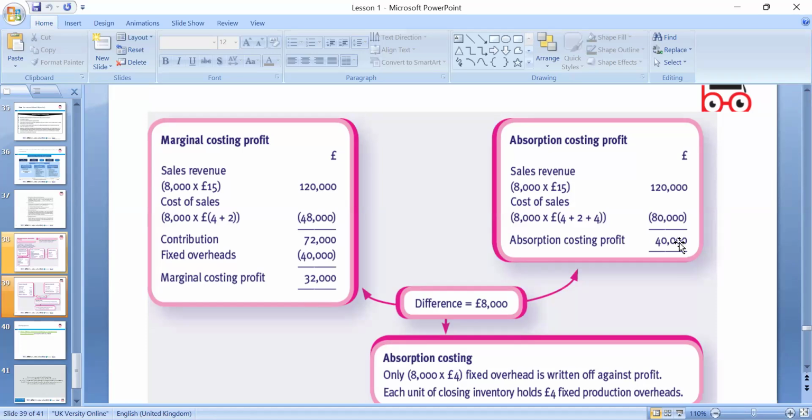Why is it more? Because under the closing inventory, we value it at £10 per unit, not £6 per unit. So our closing inventory value is more. That's the reason for the difference between absorption and marginal costing, and we can use these for costing purposes. We have to be consistent in the costing process. Whichever method you use has advantages and disadvantages, but as a manager, you can decide which one is best for you.